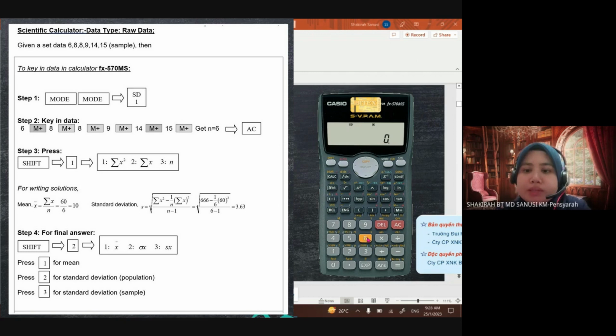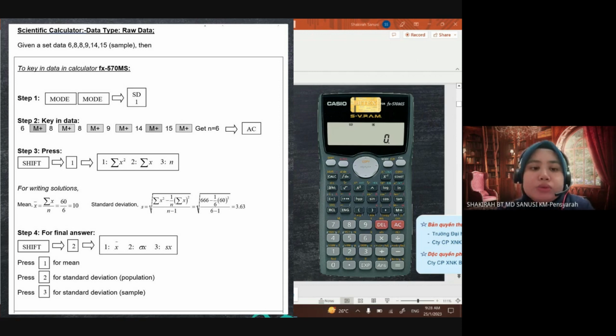So we go with our first data, 6, and just press M plus. That's why it came out as n equal to 1. Then 8 M plus, 8 M plus, 9 M plus, 14 M plus, 15 M plus, and you will get n equal to 6, which means you should have 6 data. So let's check our data. Do we have 6 data? Yes. And we press AC.